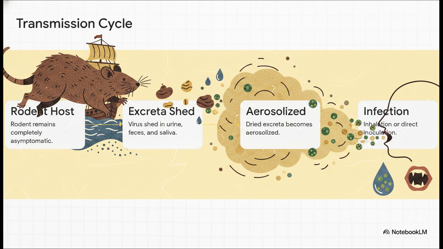The source notes really emphasize that the rodent host remains completely asymptomatic. They're the perfect silent vessels. They shed the virus through their urine, feces, or saliva. And when that waste dries up, it aerosolizes. It becomes airborne. We humans then get infected either by literally inhaling these microscopic particles or through direct inoculation, like drinking contaminated water or eating tainted food.